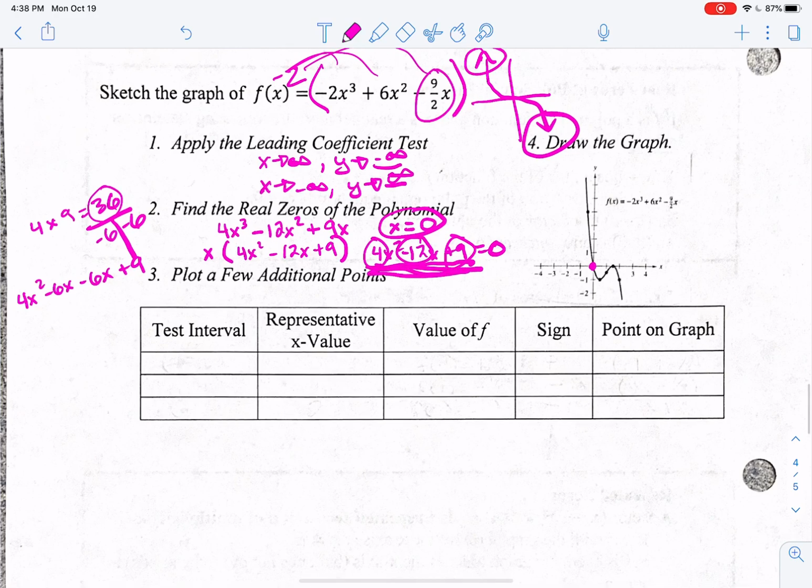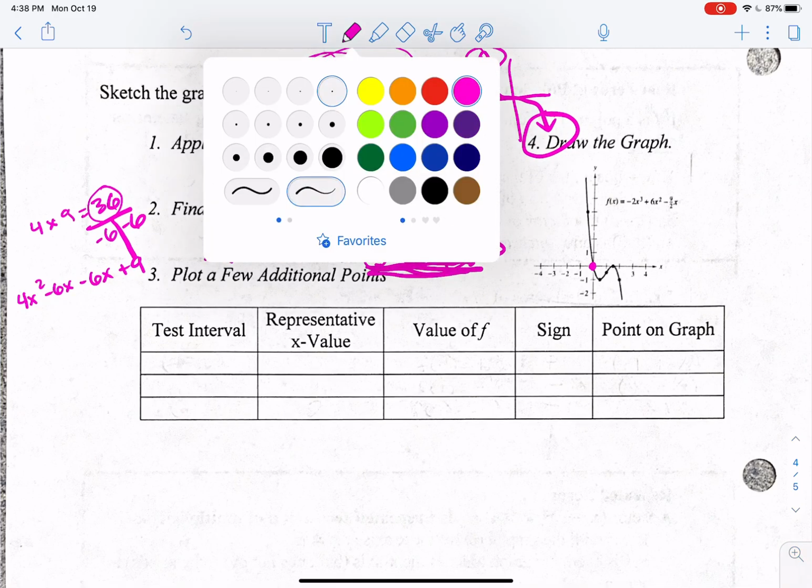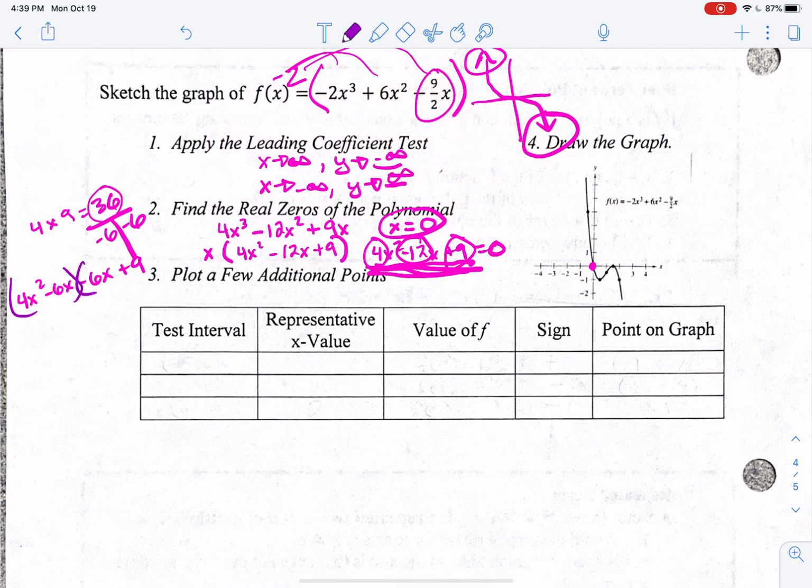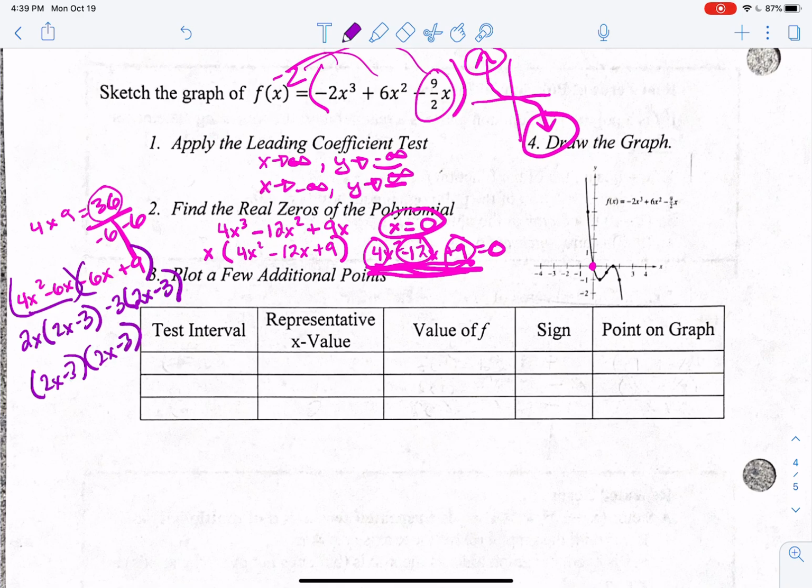I take this and write it as 4 pieces, and then I just group, okay? So I group this and I group this. Out of the first piece, I'm going to take a 2x out, and I'm left with 2x minus 3. And from this one, I'm going to take a -3 out, and I'm left with another 2x minus 3. So my two pieces are 2x minus 3 and 2x minus 3. If I set each one equal to 0, I would add the 3 over and divide by 2. So x would be equal to 3 halves for both pieces. So x equals 3 halves.